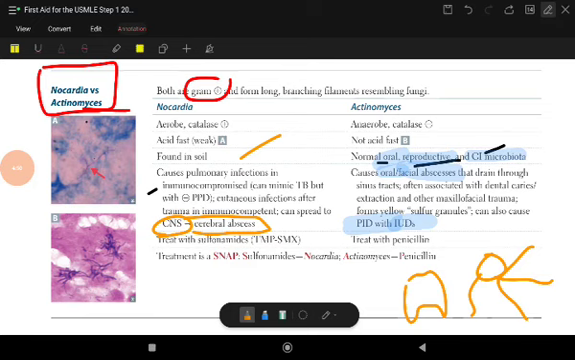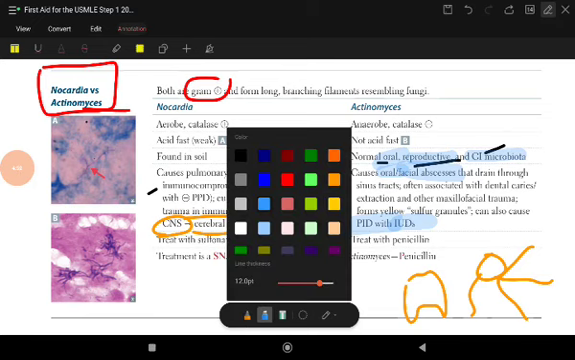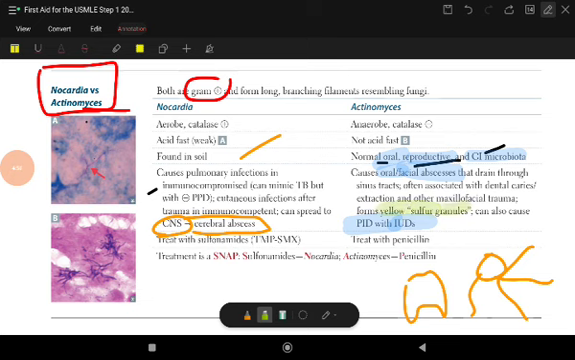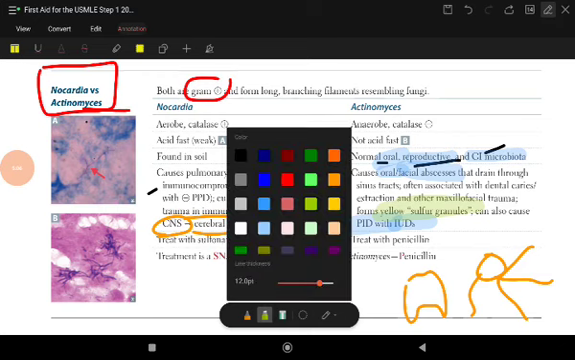Right? Okay. And one key feature of it again is that it has these yellow sulfur granules. Very important. Actinomyces has yellow sulfur granules. Okay, yellow sulfur granules.